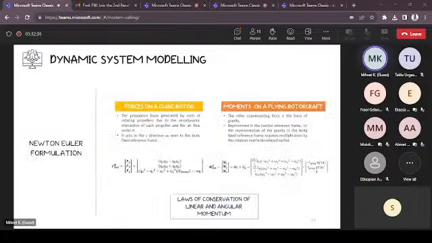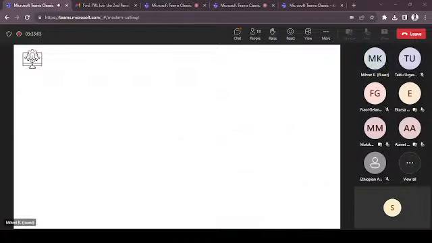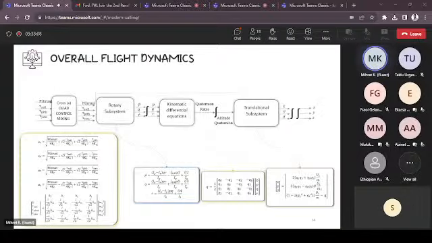So the next step was to distinguish the forces and moments that act on a flying quadrotor in each of the three translational dimensions. Then the net forces and moments are presented here. Then the laws of conservation of linear and angular momentum have been applied to reach a set of equations, which basically describe the kinematics and dynamics of the system. So the overall flight dynamical model is presented here, which shows how the states of the quadrotor evolve over time.